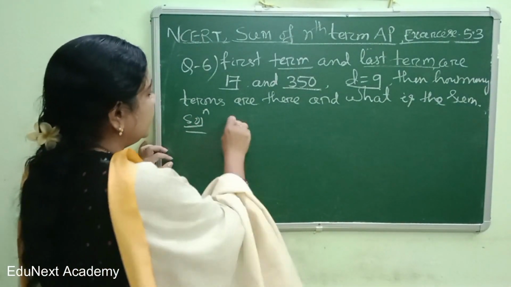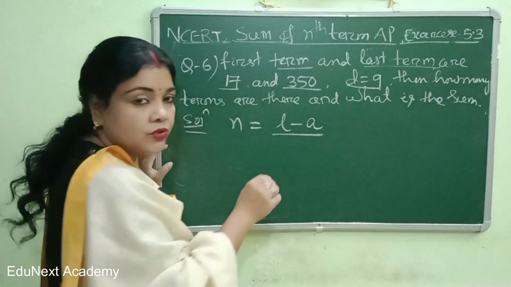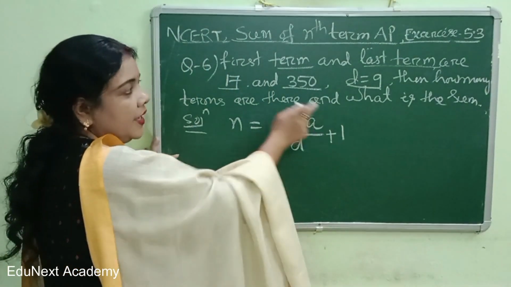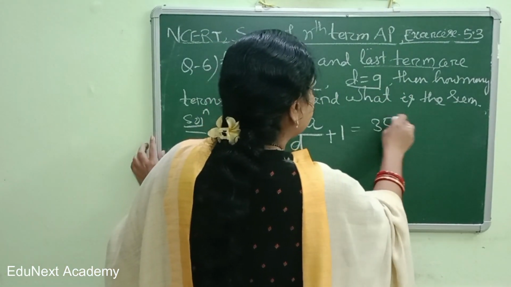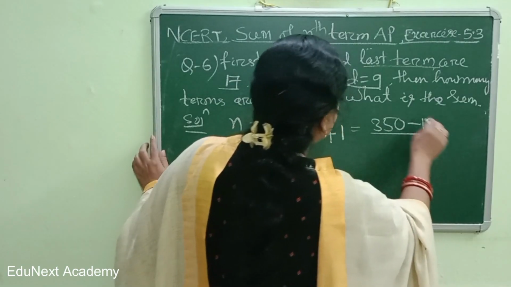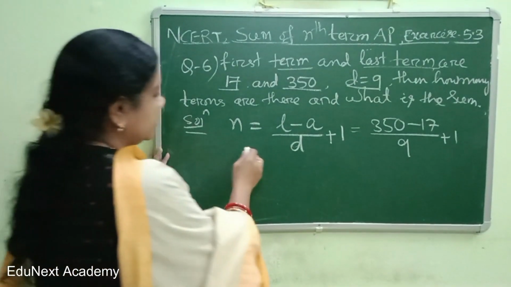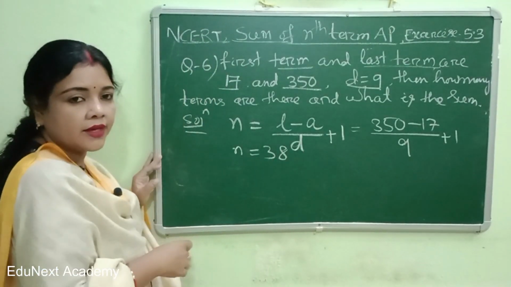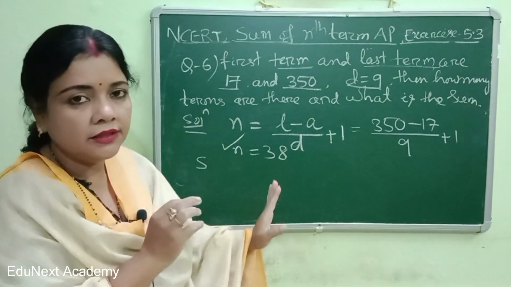the formula for finding the number of terms: n is equal to (L minus A) divided by D, plus 1. Now L is given, A is given, D is also given. So n is equal to 350 minus the first term 17, divided by D which is 9, plus 1. After solving, you get n is equal to 38. So there are 38 terms.